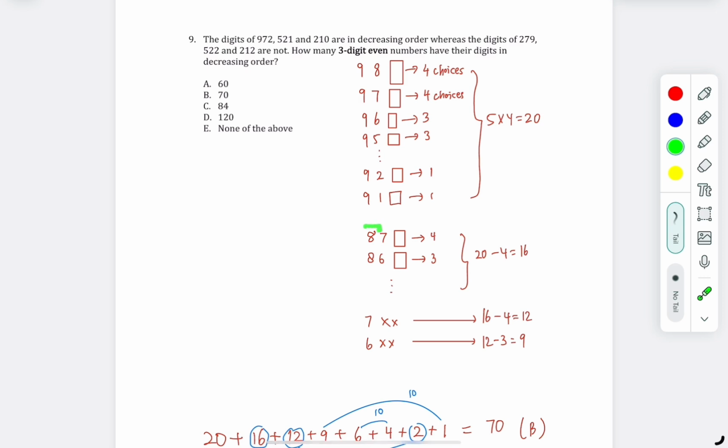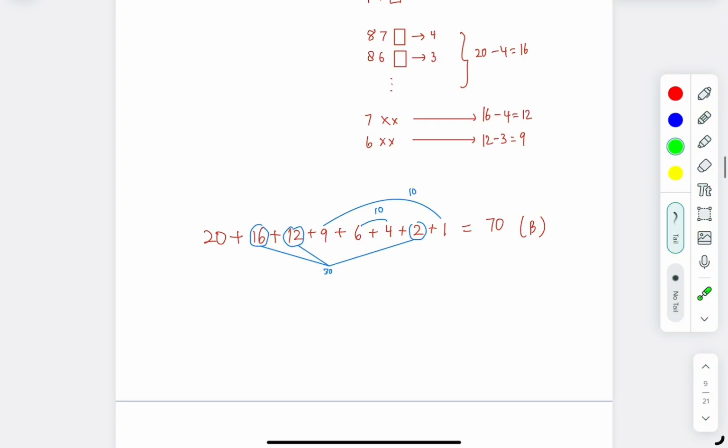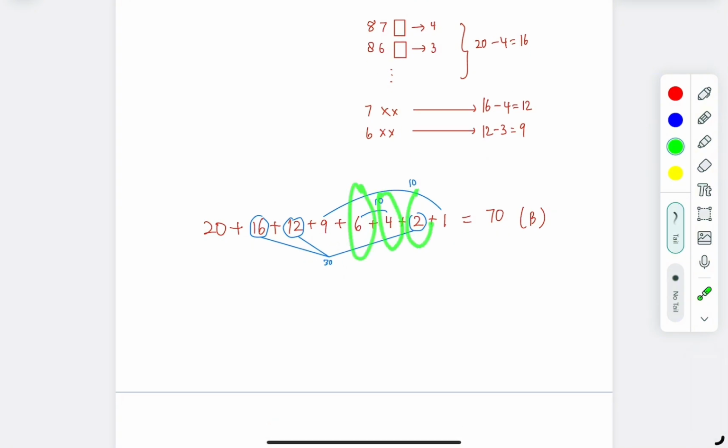The next one is 8 in the hundreds place. When 8 is in the hundreds place, the situation will be the same as this part, where my tens digit will be 7, 6, 5, 4, 3, 2, 1. So I just take 20 minus this 4 to find the 8, so it's 16. I do the same for 7 and 6: I minus this 4 again to get 12, I minus this 3 to get 9, I minus the 3 again to get 6. Then I minus 2, I minus 2, and I minus 1. So in total, now we have 70.